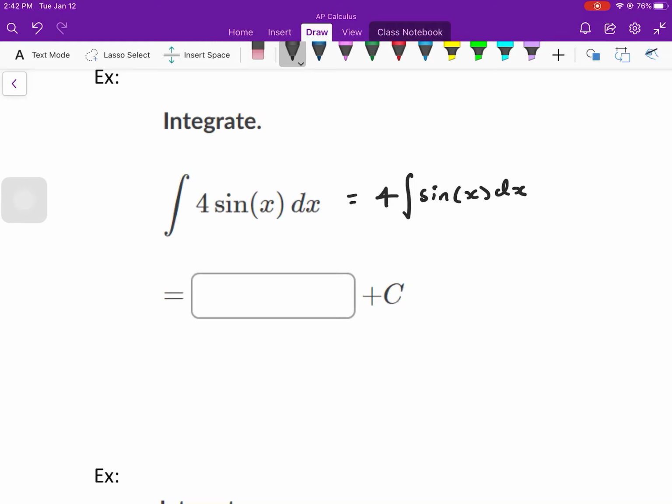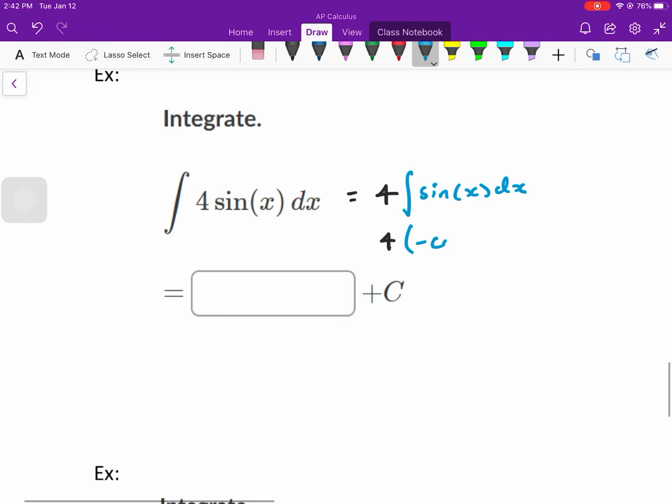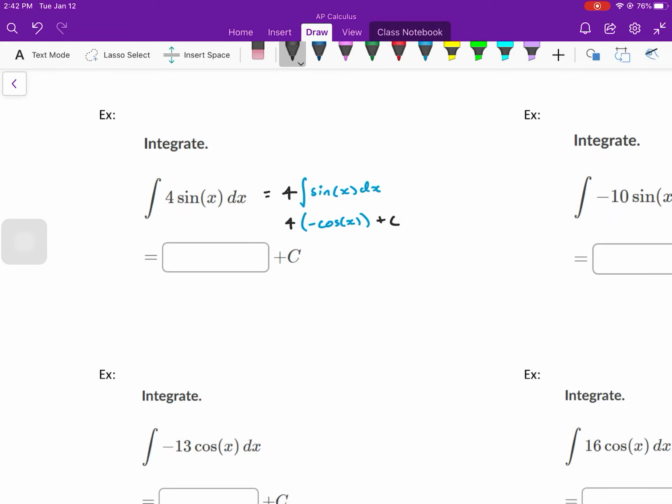And the antiderivative of sine is negative cosine. So what we have is 4 times the antiderivative of sine, oops, I forgot my integral sign there. And so that's going to be negative cosine, and then we'll have our plus c, right? Actually, I think the c would technically go in the parentheses maybe. I don't know. It doesn't really matter because anything you do to c, it's just going to stay a c because we don't know what it is yet. We'll learn more about that later. But anyways, 4 times negative cosine is going to be negative 4 cosine of x plus c.